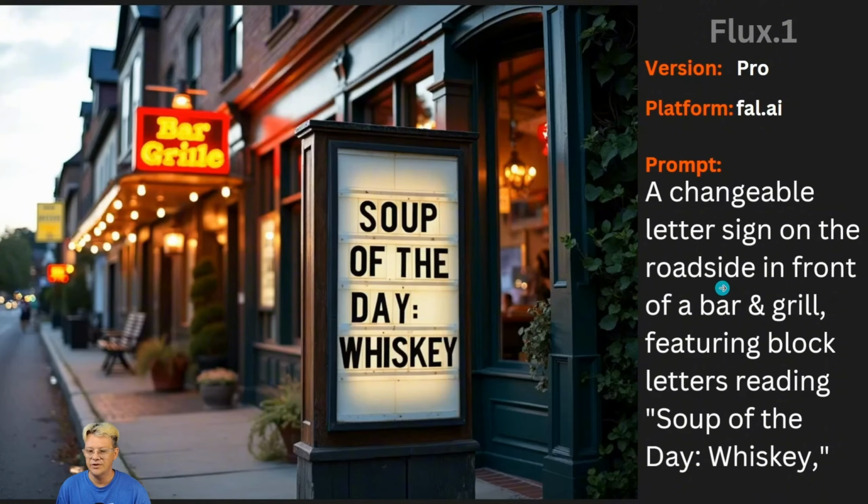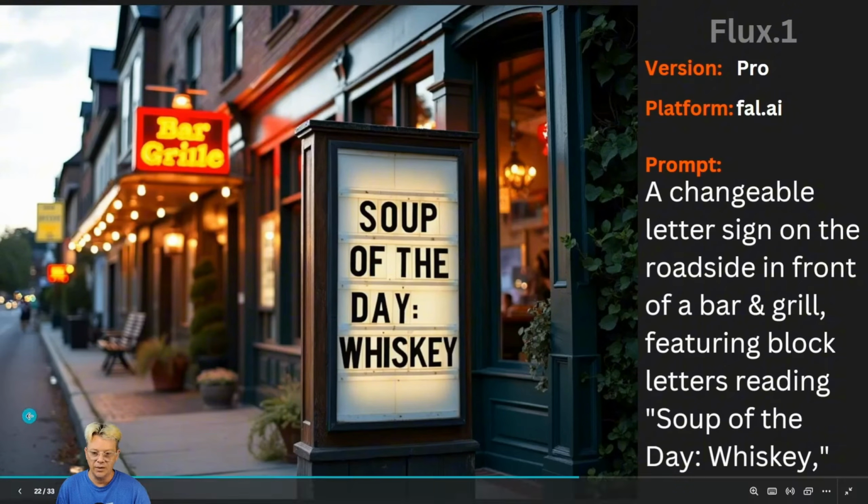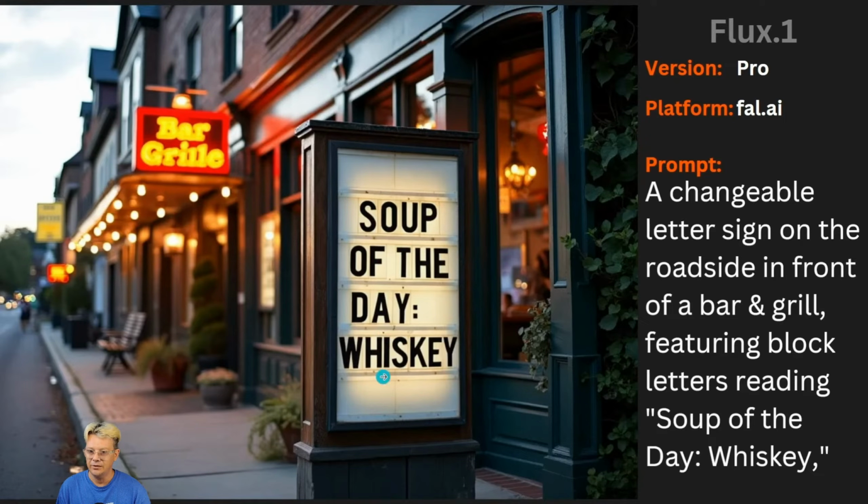Here is the same exact prompt, pro version on Fal.ai. This is roadside, soup of the day, whiskey. That came out good. Even this sign up here was almost all right. A lot of the AI image generators, when they put signage on things in your image, it's really weird or completely unreadable. This, you might even have to take a second glance to see that it's kind of weird. Maybe it's okay. Maybe they wanted 2 different size L's.